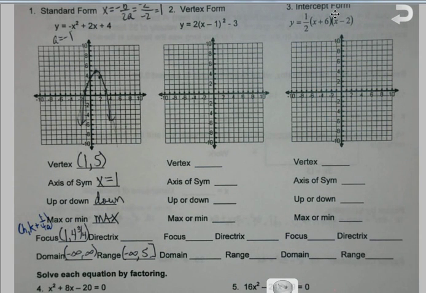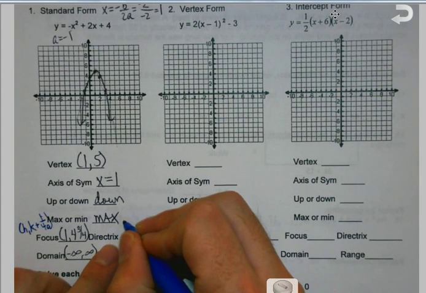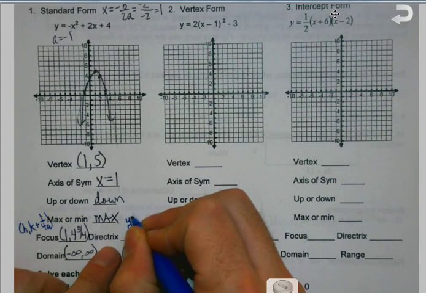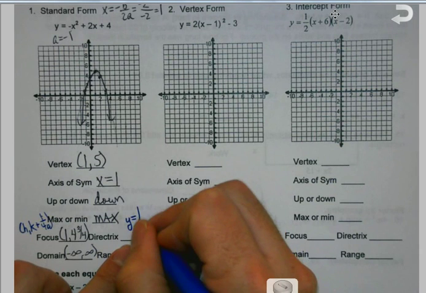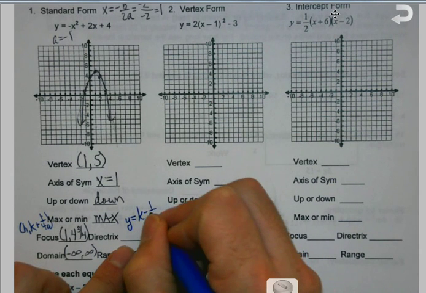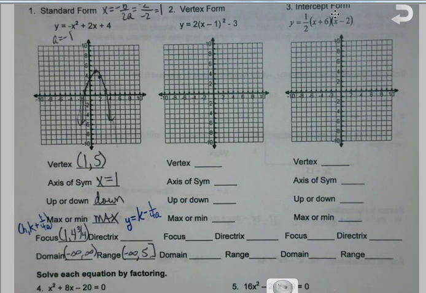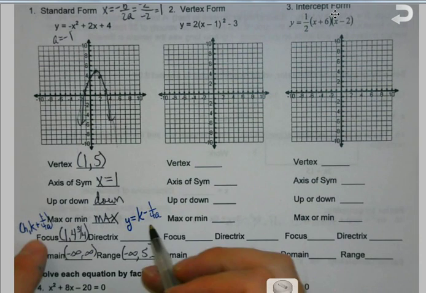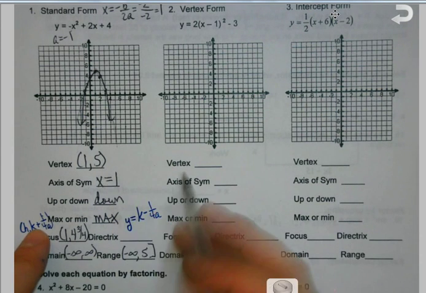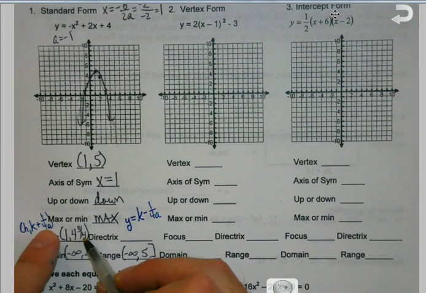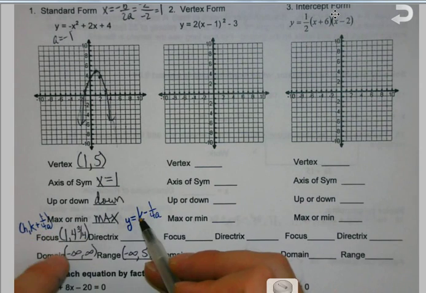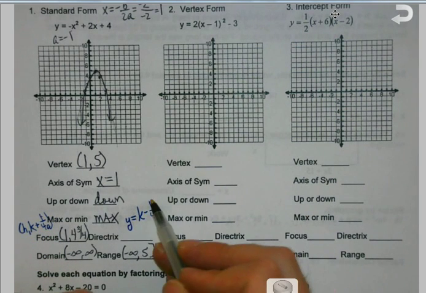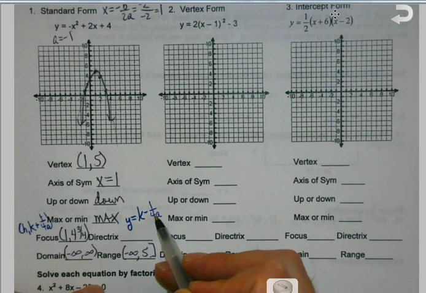Okay, that's okay. My directrix, its formula, if I wanted to go that route, it's going to be a horizontal line, and it's k minus 1 over 4a. So basically now, instead of being 5 minus 1/4, since my a was negative, it's going to be 5 plus 1/4, because minus negative 1/4 would make this positive.